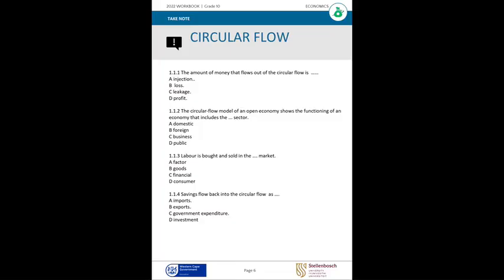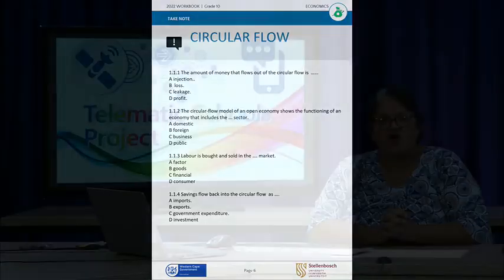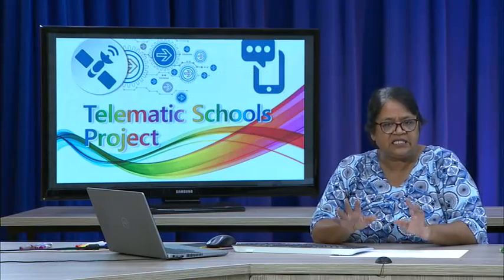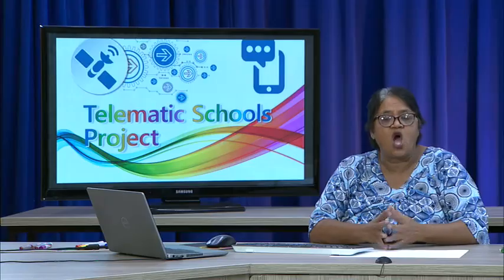Right, 1.1.3, labor is bought and sold in the what market? Now we need to remember, where does labor fit in? When we think of the circular flow, where is labor? What is its main thing that it belongs to?